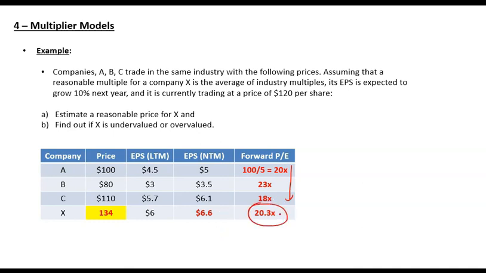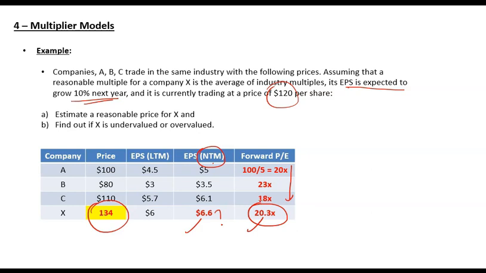Now you need to multiply this multiple with an EPS. Which EPS? Next 12 month EPS. Why? Because this PE is a forward PE. So you will multiply it with the forward EPS. So you have to calculate forward EPS. How do you calculate it? They have told you that EPS is expected to grow at 10% next year. Which means if it is $6 currently, it will be 6.6 next year. So you have PE, you have EPS, you multiply these two and you get value which is 134. You compare it with the current price and you decide whether it is undervalued or overvalued.